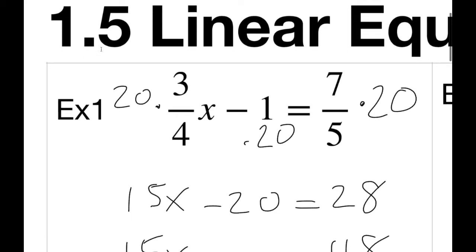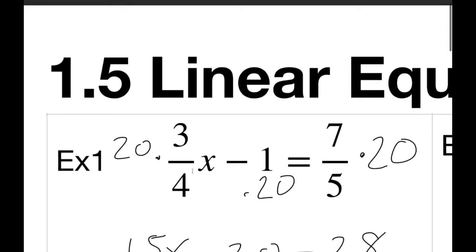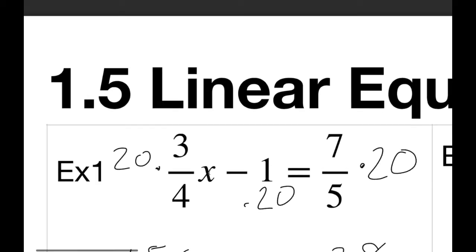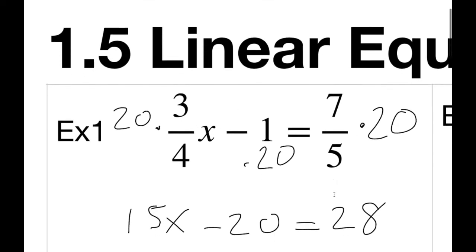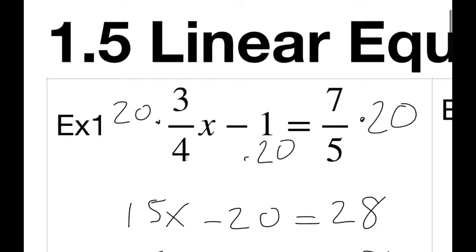So this is example number 1, and you can see there's a couple fractions, and I think the best thing to do, or often whenever you see fractions, is to clear the fractions. The least common denominator between 4 and 5 would be 20, so at the very beginning it might be a little difficult to clear the fractions because you have to multiply 3 different terms by 20, but when you do that, you get something a lot easier to handle.